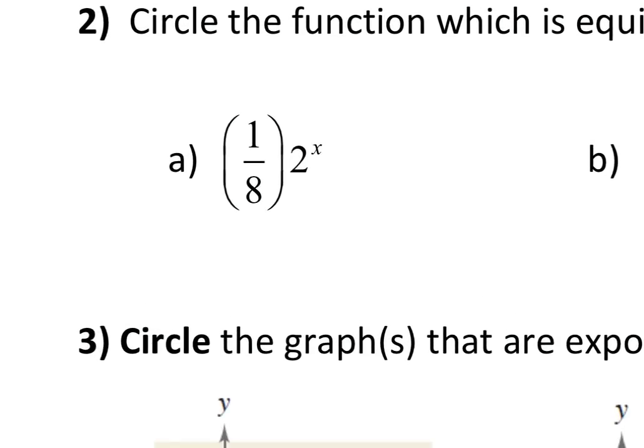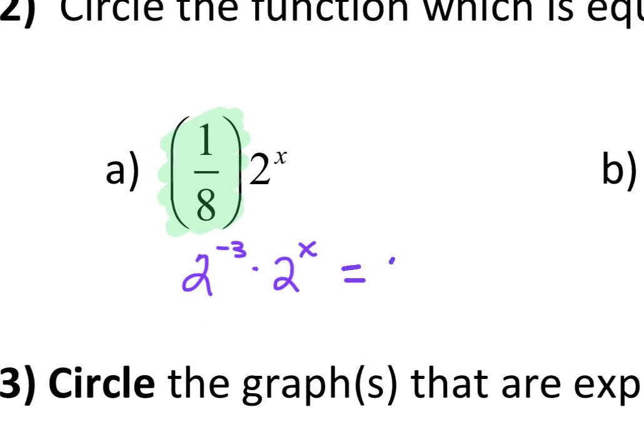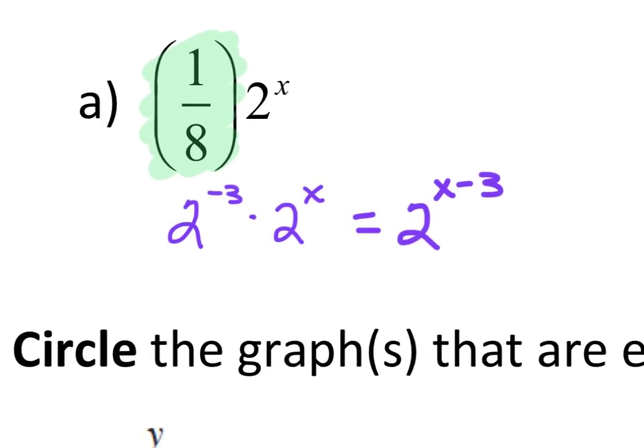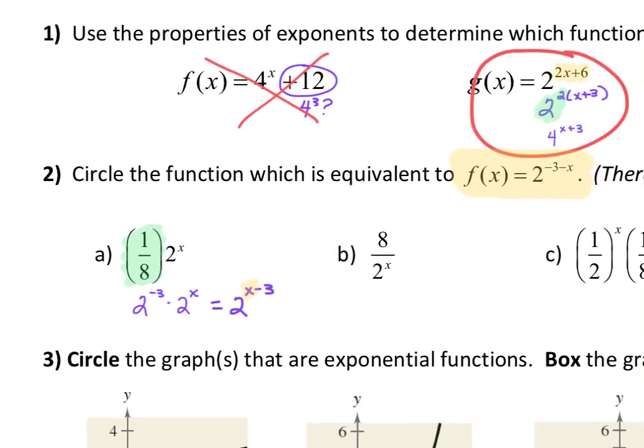So in choice A, I see that 1 over 8 is the same as 2 to the negative third power. So this is 2 to the negative 3 times 2 to the x, and that would be 2 to the x minus 3 power. And since the x isn't negative there, in order to be equivalent to the given expression in the original problem, the x would have to be negative. And so it can't be A.